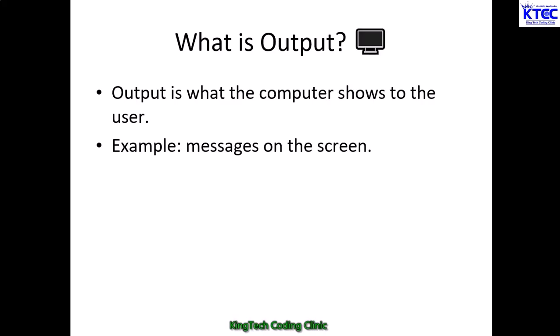Output is what the computer shows the user. What the user sees and reads in order to perform an action is what is referred to as an output. An example is a simple message on the screen that says enter your name, or that says close the program, or that says do this or do that. That is a typical example of an output.